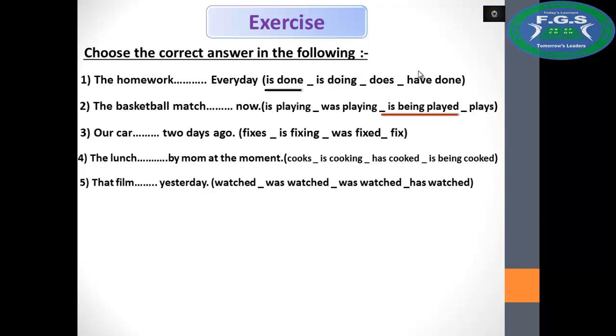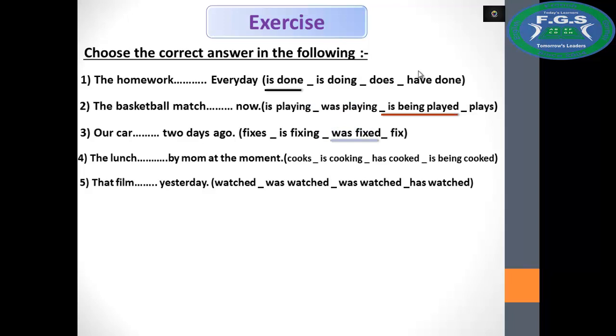Number three. Our car 2 days ago. So, what is the answer? Fixes, is fixing, or was fixed, or fix. That's okay, excellent. The answer is was fixed.